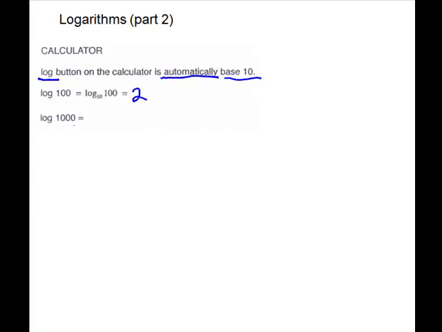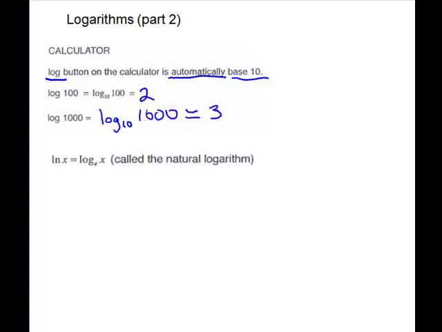Right? If you try on your calculator log of 1000, that's all you push, but it's really doing log base 10 of 1000, and that will be 3. Because 10 to the third equals 1000.